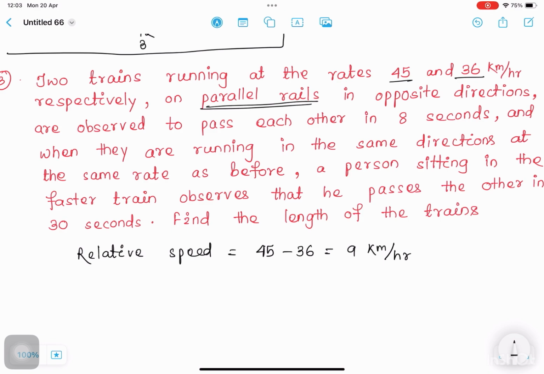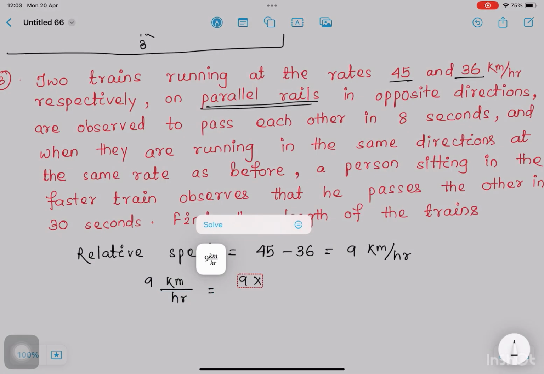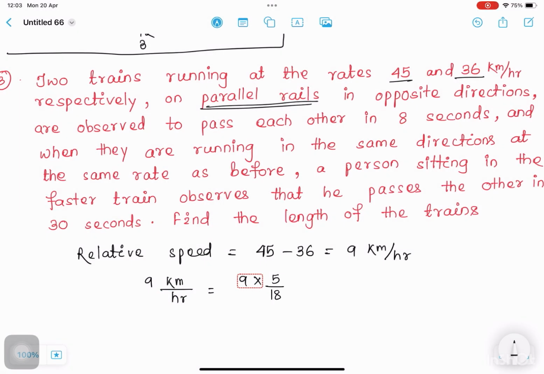Now when it is in kilometer per hour, first thing you have to convert it into meter per second. So 9 into 1000 by 3600. If we cut it, we will get 5 by 18. So it is 5 by 2 meter per second. But it is the relative speed of the trains when they are moving in the same direction. So it will take 30 seconds.